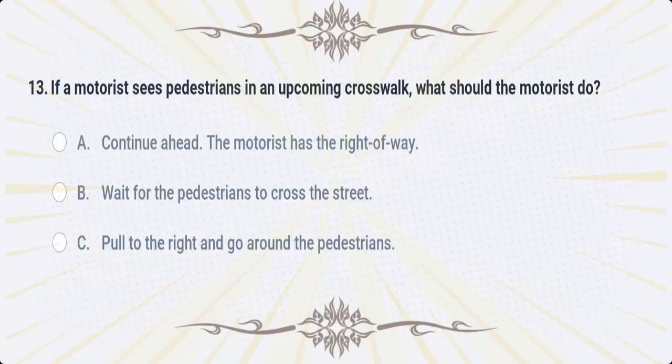If a motorist sees pedestrians in an upcoming crosswalk, what should the motorist do? A. Continue ahead. The motorist has the right of way. B. Wait for the pedestrians to cross the street. C. Pull to the right and go around the pedestrians. B. Wait for the pedestrians to cross the street. A driver must yield the right of way to a pedestrian within a crosswalk. The driver should wait until the intersection is clear to proceed.